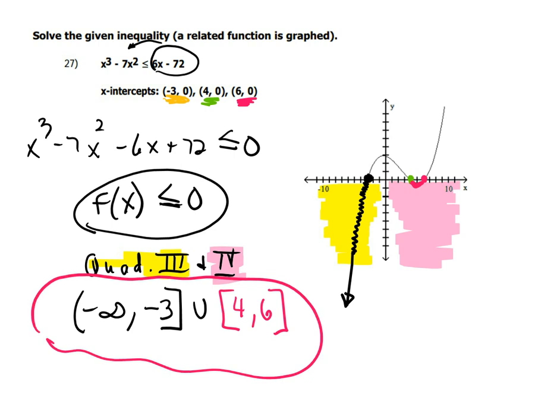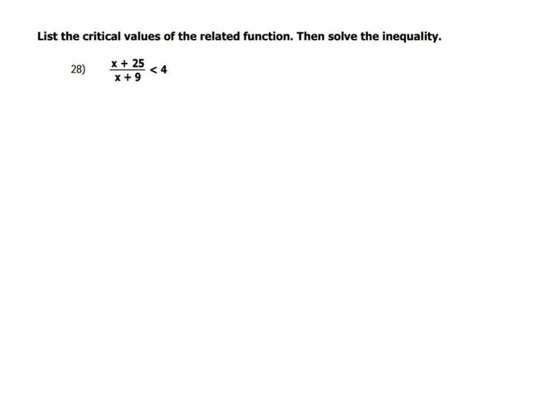to solving that inequality. Now, the very last question, number 28. It says, list the critical values of the related function and solve the inequality. First of all, in order to solve the inequality, I have to have 0 on one side. So I would simply subtract the 4 over. So that's going to make this x plus 25 over x plus 9 minus 4 is less than 0.